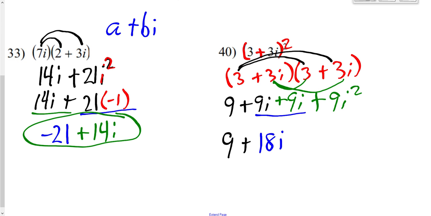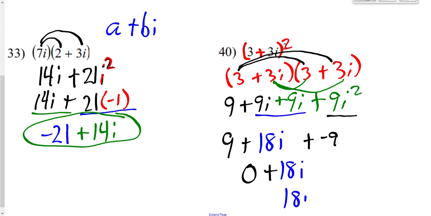And then we go ahead and we look at this. Remember, i squared is negative 1, and a negative 1 times 9 is negative 9. So then I have like terms. I can put my 9's together, which is 0, and then I would still have my 18i. Well, 0 plus anything doesn't change it, so it's just an 18i.